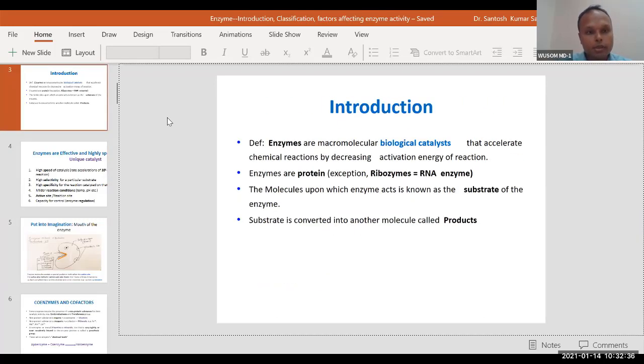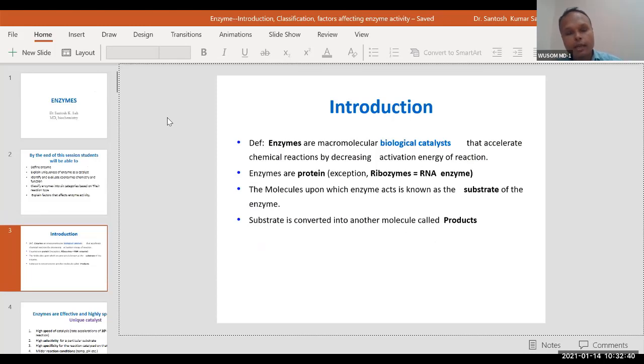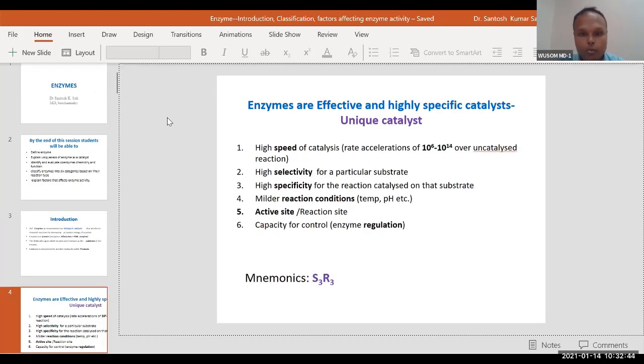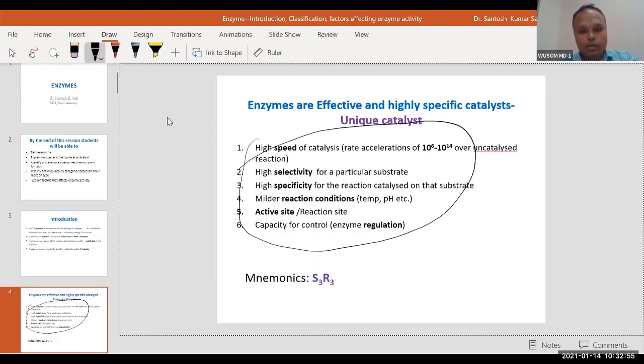Let's revise a little bit. In last class we did a review, we talked about enzymes, and we introduced what an enzyme is, and then after that we talked about the properties of enzymes. And I told you I'll be talking about these 6 points only in these 4 to 5 classes. All these 6 points.